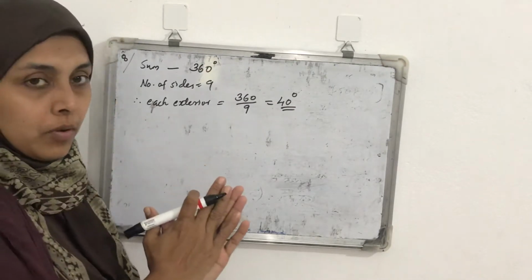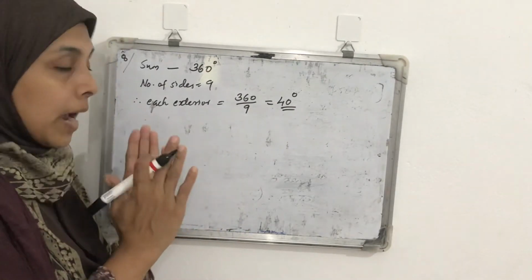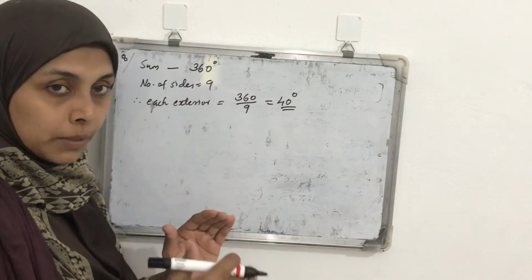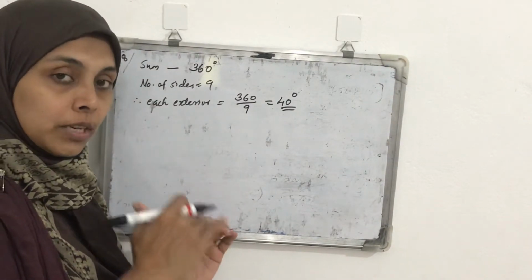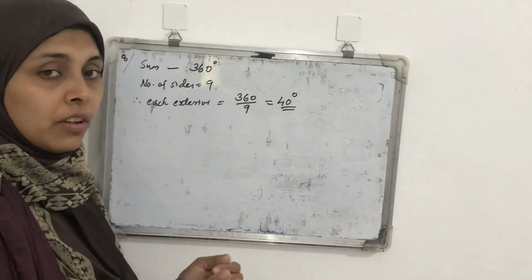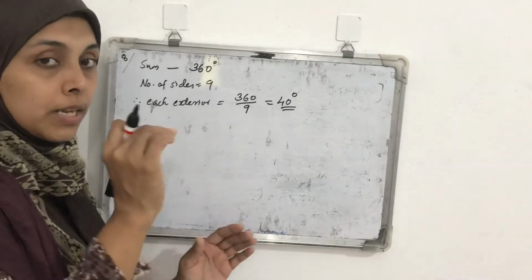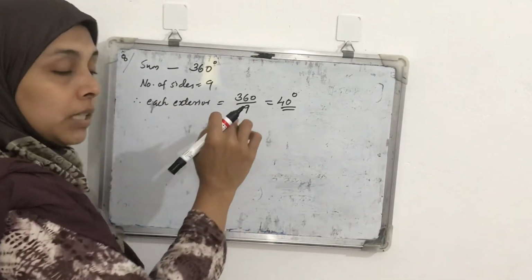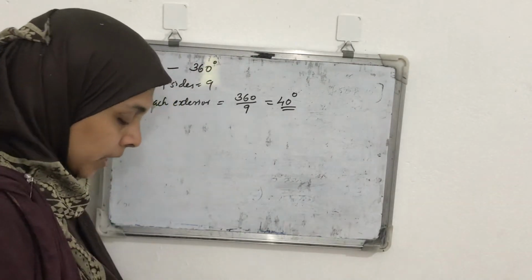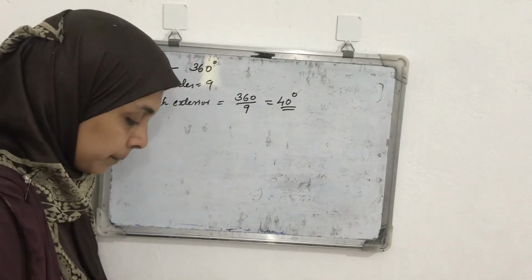Same method. Total angle we know. The sum of the exterior angles we know, that will be 360. And in the second question, the number of sides is given as 15. So what can we do to find each exterior angle? It will be 360 divided by 15. That you can do as homework. Next question, question number 3.